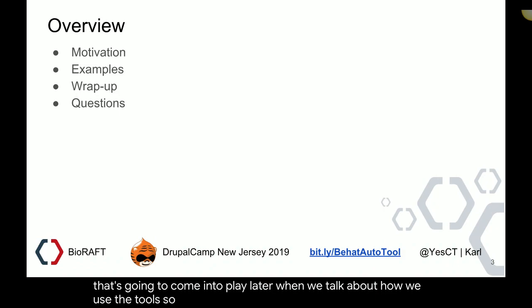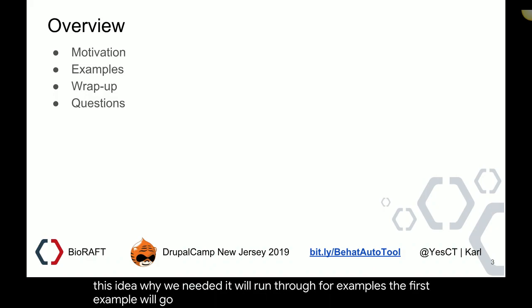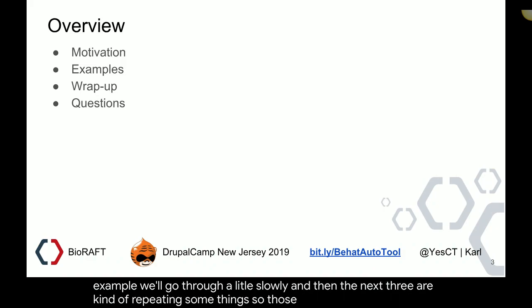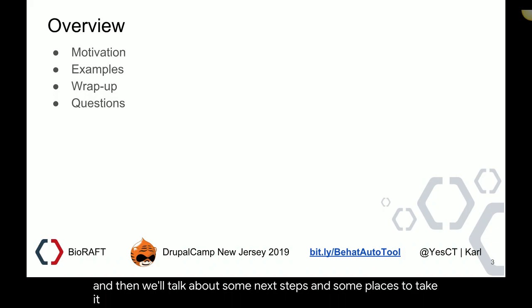So first we're going to talk about how we came up with this idea, why we needed it. We'll run through four examples. The first example we'll go through a little slowly, and then the next three are kind of repeating some things, so those will happen a little faster. And then we'll talk about some next steps and some places to take it, and we'll have time for questions.